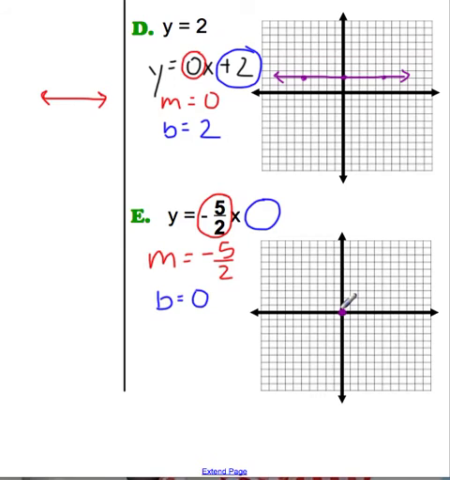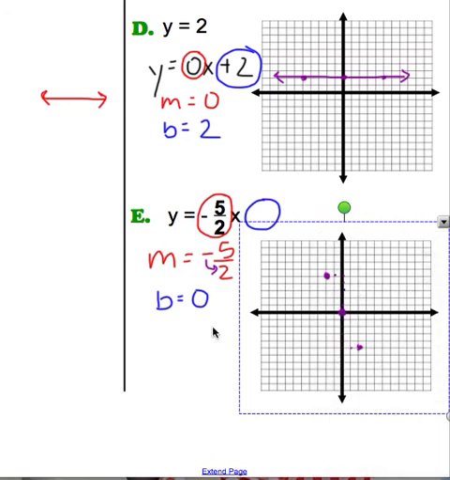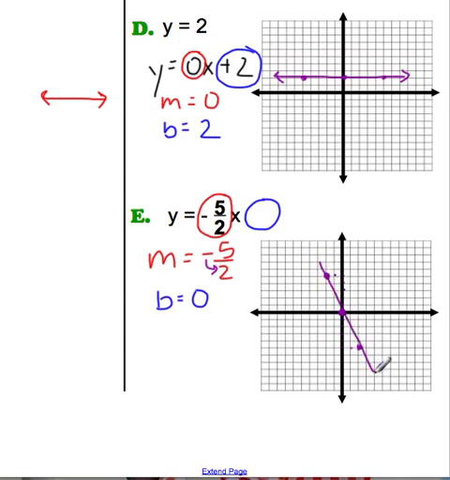Negative 5 halves tells me I'm going to go down 5 and forward 2. So I'm going to go ahead and make my point here, and then I will go down 5. One of the other things I can do is, because it's negative, I can also take that negative and put it down here and go up 5 and back 2 and plot my point there, because either way that will get me the same thing. And then finally I'm going to connect my dots.